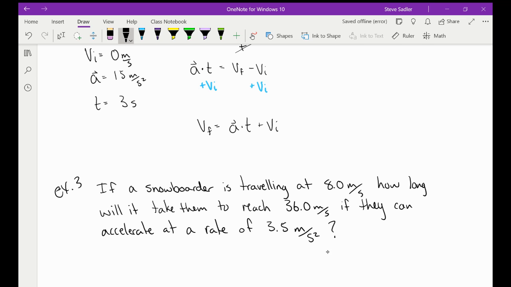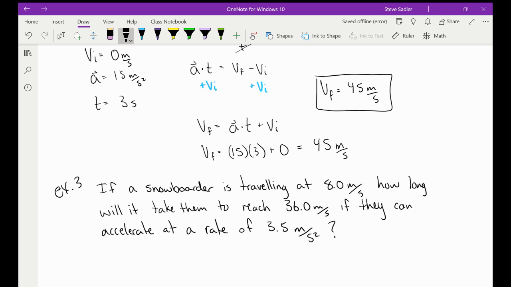So now I can just plug things in. V final is going to be acceleration, which is 15, multiplied by time, which is 3, plus v initial, which is 0. So 15 multiplied by 3 gets me 45. It's a velocity, so I should have meters per second. So our v final is 45 meters per second.